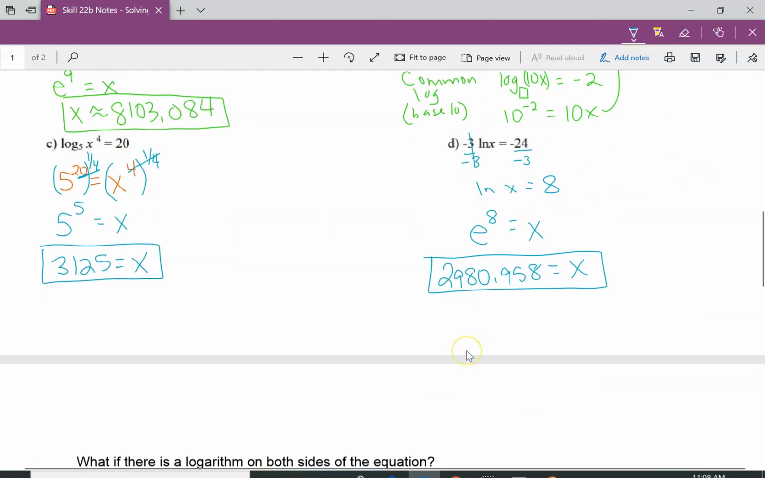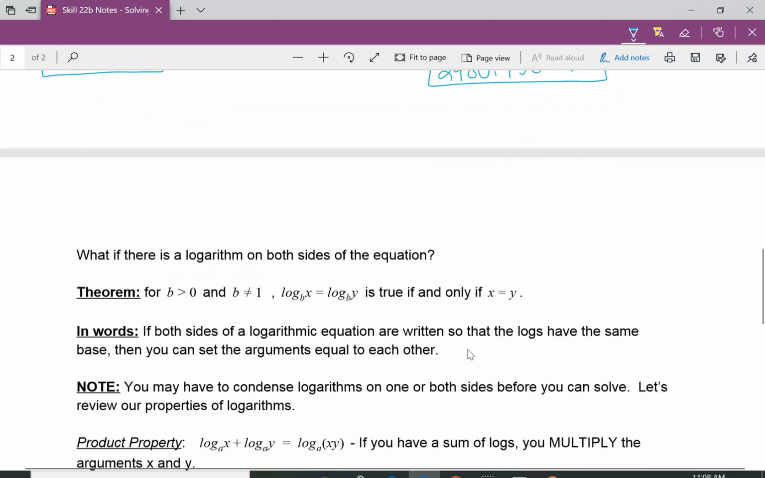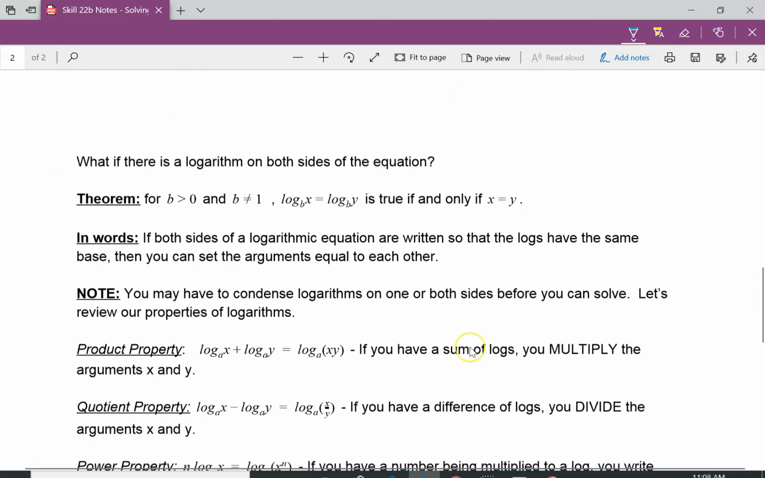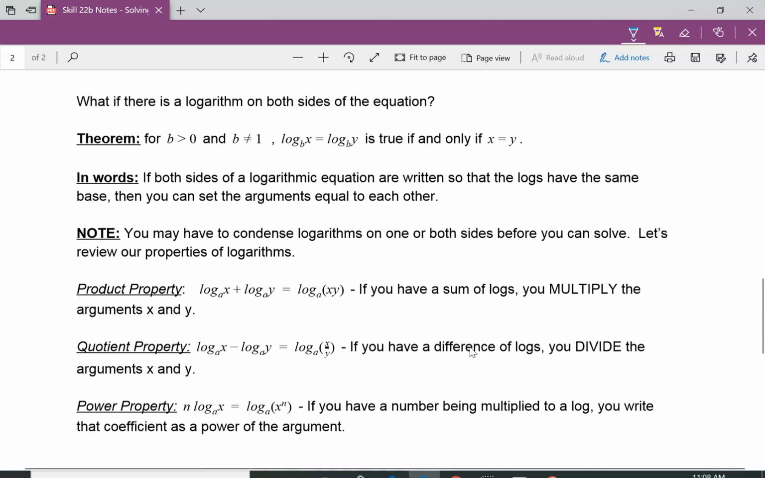The rest of our notes are going to talk about what do we do if we have logarithms on both sides of the equation, or we could also talk about what happens when we have multiple logs on one side of the equation. Okay, so first of all, if we have a logarithm on both sides and it's already condensed, so this theorem works if condensed already.